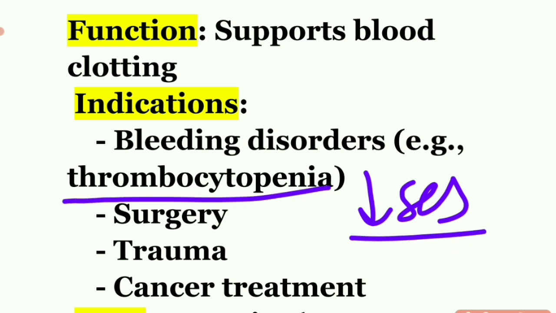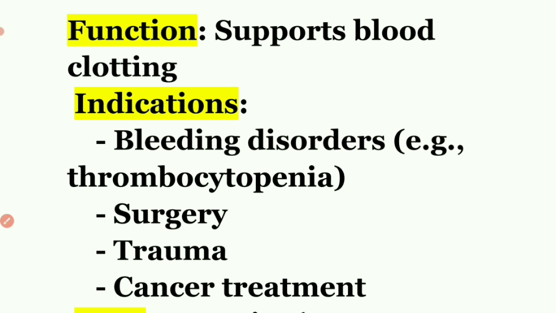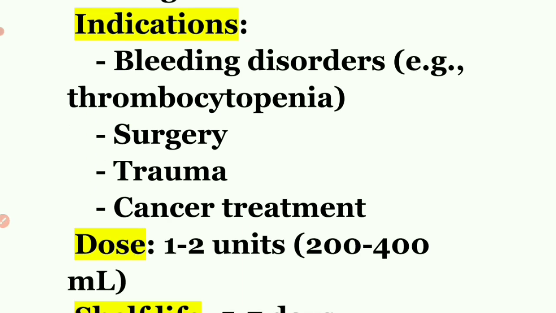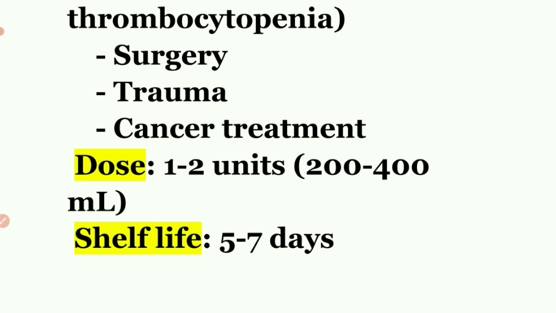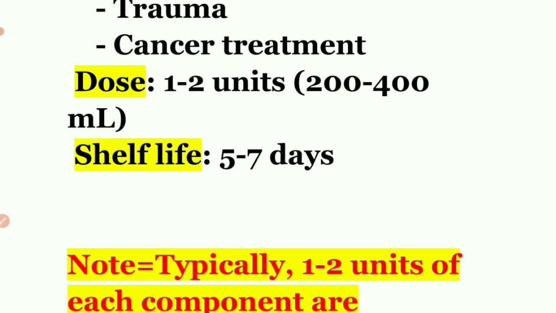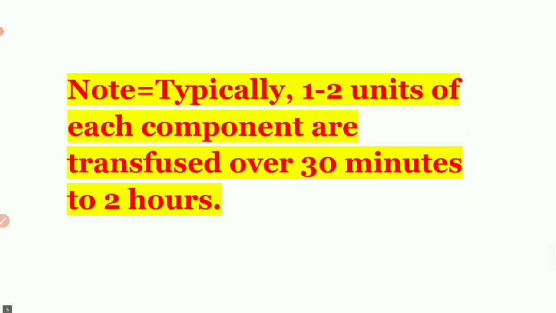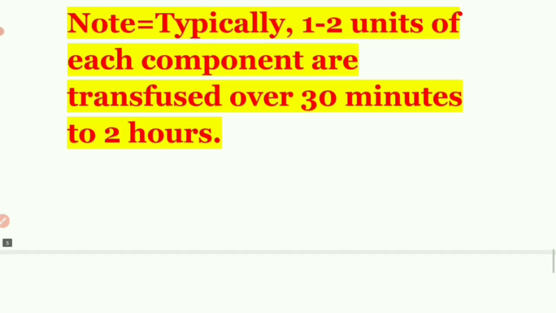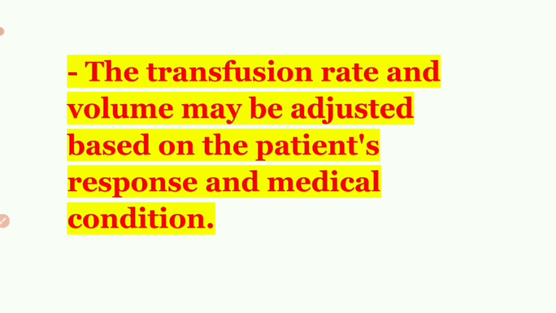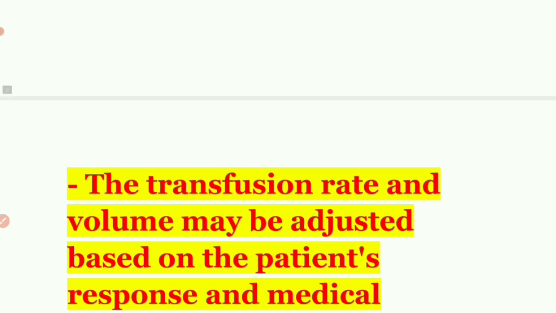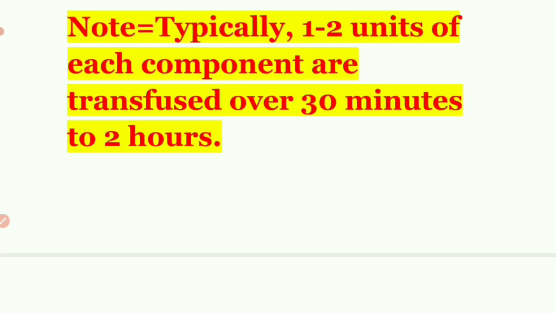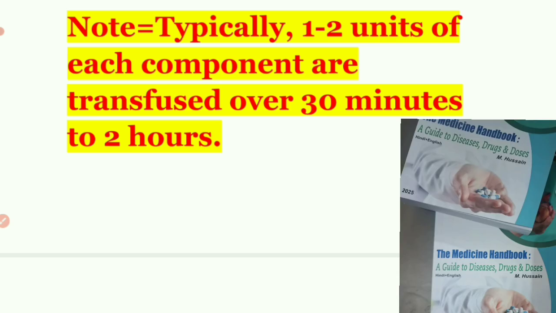In case of thrombocytopenia we use platelets, and also in surgery, trauma or cancer treatment. The dose is 1 to 2 units, 200 to 400 ml, and the shelf life is 5 to 7 days. Note, typically 1 to 2 units of each component are transfused over 30 minutes to 2 hours. The transfusion rate and volume may be adjusted based on the patient's response and medical condition. So the dose, like 1 to 2 units or 1 to 3 units, depends on the situation of the patient, and the rate of transfusion also depends on the situation of the patient. Okay, thank you.